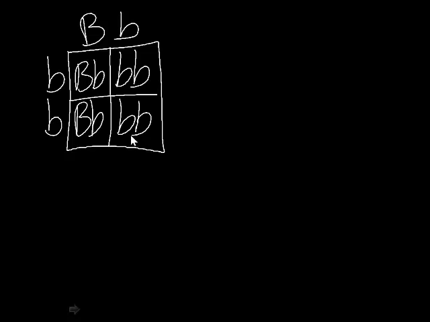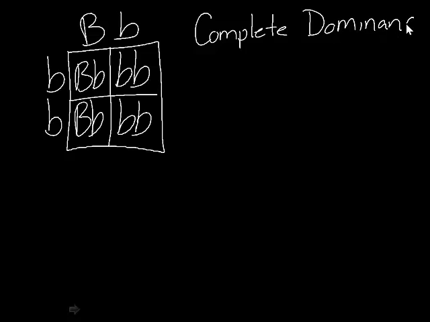And this is dealing with complete dominance, okay? We're dealing with simple, complete dominance, which means one allele is completely dominant over the other one. We said that earlier. So we're dealing with complete dominance.